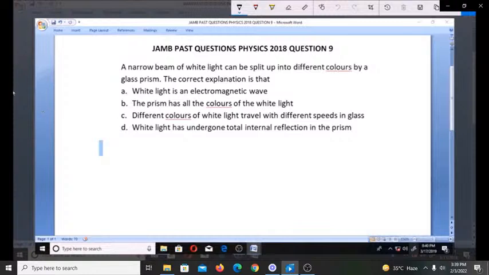So what is the answer to this problem? Now, for you to understand this, you need to understand some technical terms or phenomenon in white light. And here we're talking about dispersion of white light. What is dispersion of white light? We need to know what dispersion is. For us to understand this, we need to know what refraction, diffraction, internal reflection, all those things. But the phenomenon that goes with this very particular case is what we call dispersion.